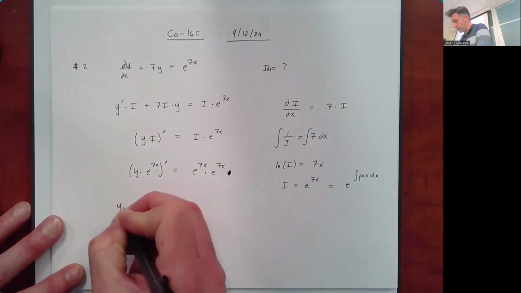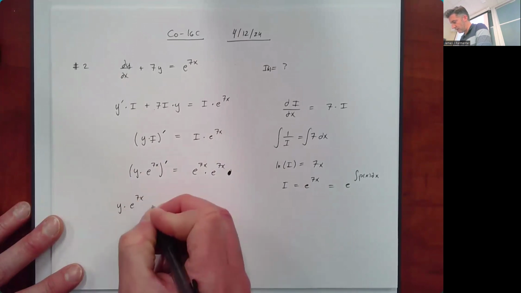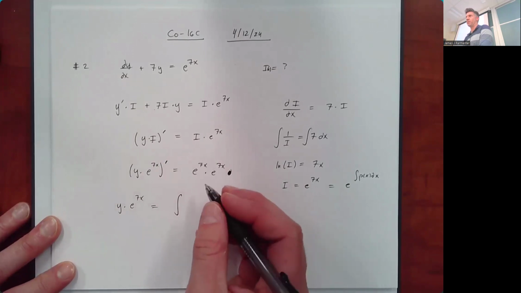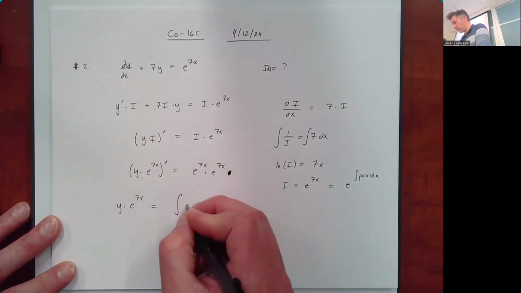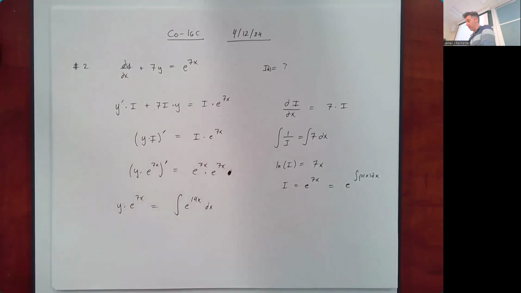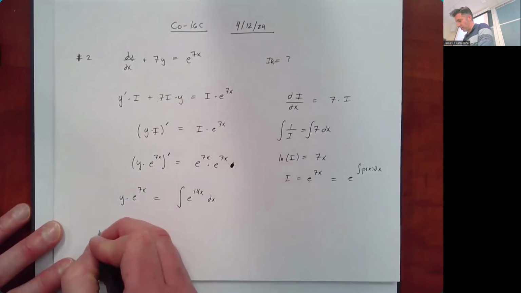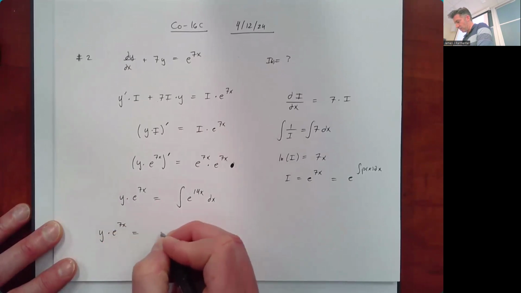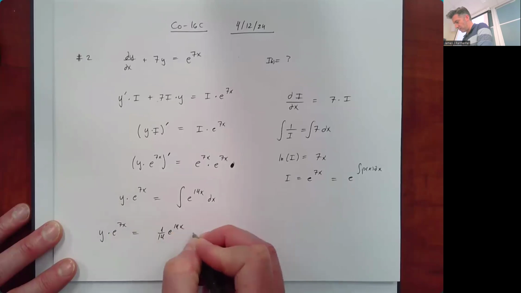Okay. So then we're going to anti-differentiate both sides. We're going to say that y times e to the 7x is equal to the antiderivative of, and I should rewrite this as e to the 14x, right? Multiply those things together, get e to the 14x dx, anti-differentiate that. We're going to get y times e to the 7x is equal to 1/14th e to the 14x.